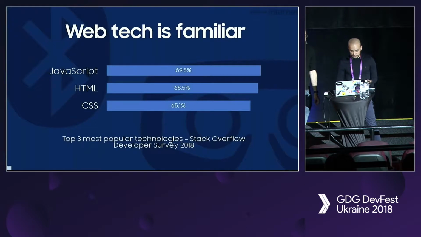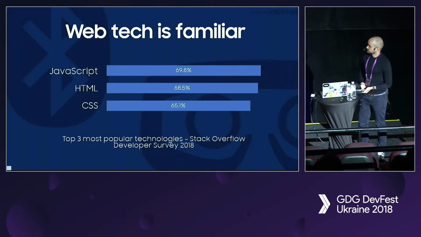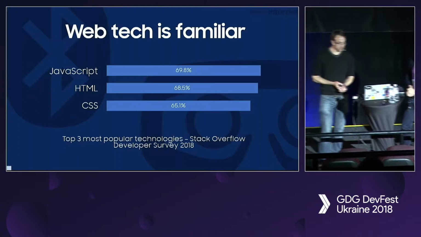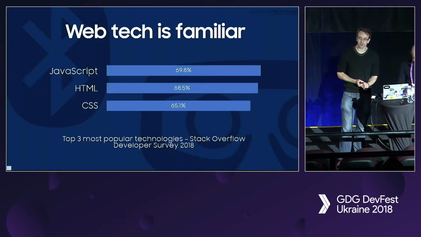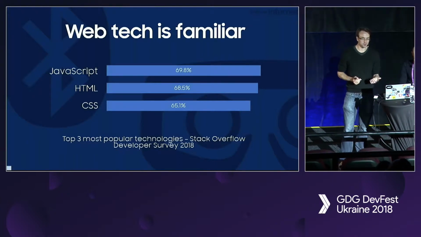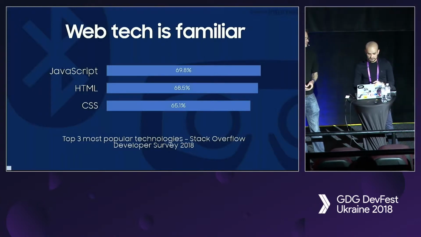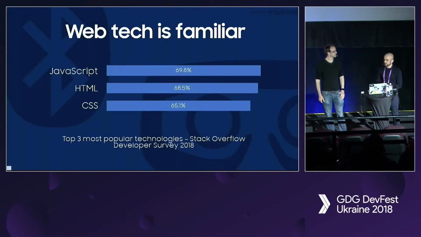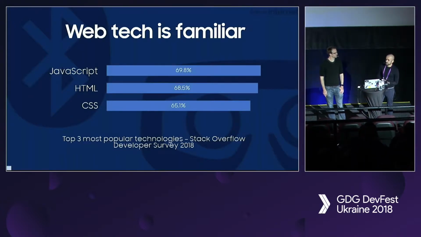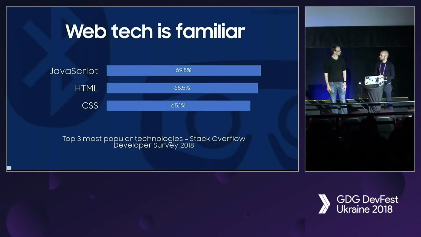If you need another reason why you would want to target the web, it's familiar to many of us as well. The top 3 most popular technologies in the Stack Overflow developer survey this year were JavaScript, HTML, and CSS. And the interesting fact here is that there's a close alignment in the choices of professional developers and the developer population overall. So imagine if we can actually enable every single web developer to become a VR developer.